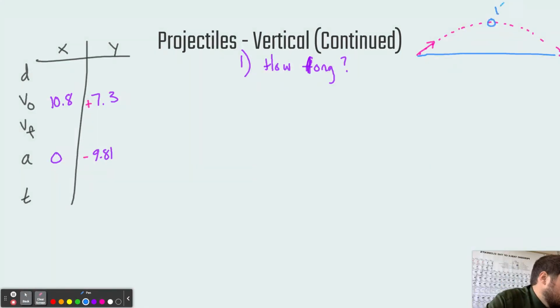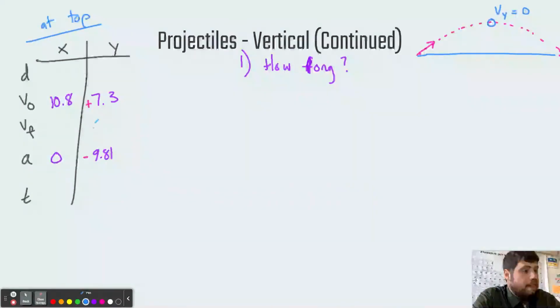I know the y velocity. At the very top, there has to be a point where it is no longer going up, but has not yet started falling down, where the y velocity is 0. So I'm going to split the problem in half. So I'm going to call this the table for at the top. And at the top, the final y velocity is 0. Now I have enough information to solve for the time. I can use the equation that v final is v naught plus a times t.